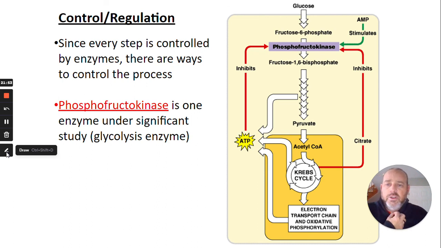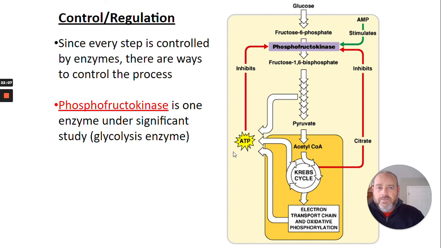Here's a fun one for you. Phosphofructokinase, okay, is one enzyme under significant study because it's the main enzyme or one of the main enzymes in glycolysis. And glycolysis is really well conserved, as you know, over all living things. So phosphofructokinase up there, look what happens. So AMP, if you have a lot of adenosine monophosphate, that's going to stimulate phosphofructokinase to do its job and start running through.